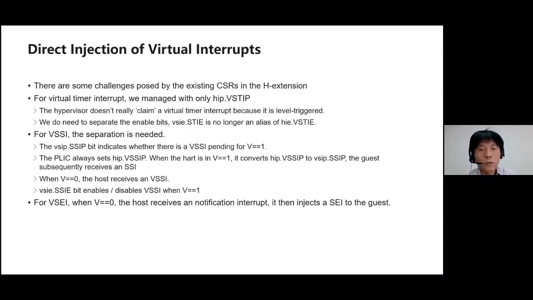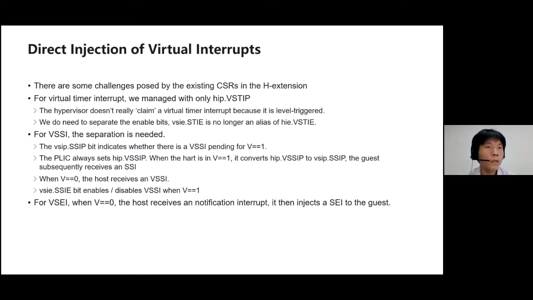We don't need one for the virtual timer interrupt because the hypervisor doesn't really claim a virtual timer interrupt since it's level triggered. Having separated HIP.VSTIP bit and VSIP.STIP bit does not really make sense. Eventually, the timer will clear any pending bits once the value inside is updated to represent future time. We do not need to separate the pending bits, but we do need to separate the enable bits, the VSIE.STIE, which is no longer an alias of the HIE.VSTIE.